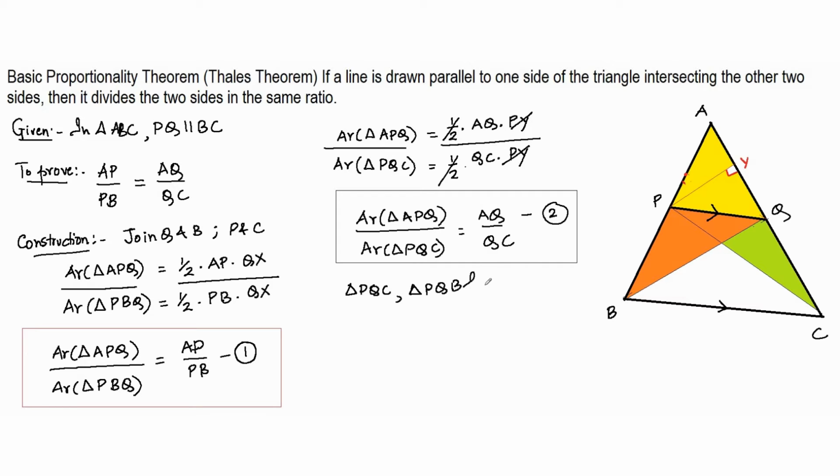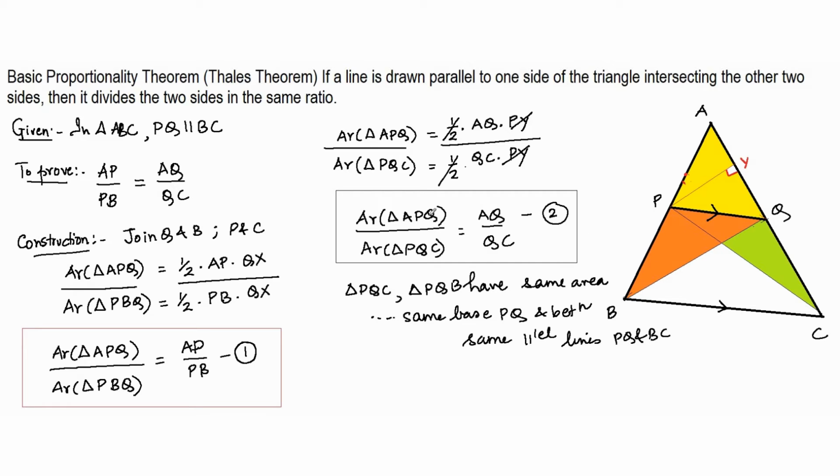have the same area. So why do they have the same area? Because they are drawn on the same base. They are drawn on the same base PQ, and they are between the same parallel lines, right? Between the same parallel lines PQ and BC.